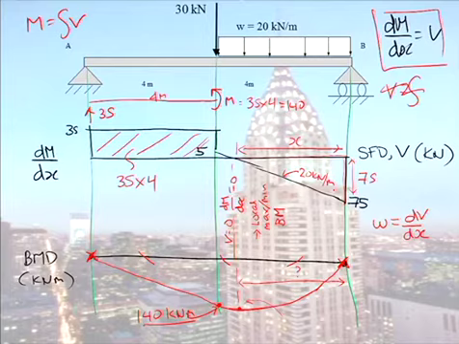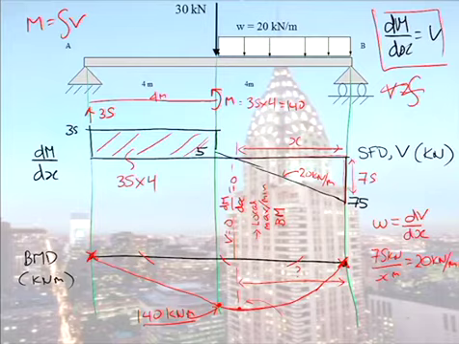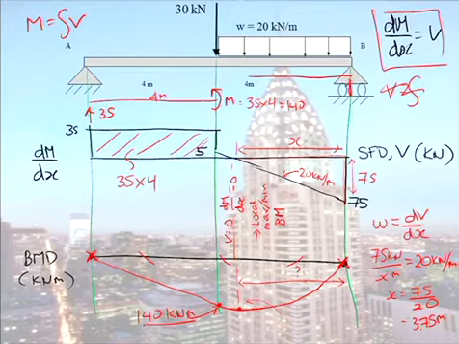So can I now say rise on run is equal to the slope? Do you understand what I'm saying when I'm saying that? So to find that value of x, I've got 75 kilonewtons over x metres is equal to 20 kilonewtons per metre. So therefore that distance x, and I haven't got it written down. Well, x is equal to 75 on 20. What is it? 3.75 metres. Beautiful.